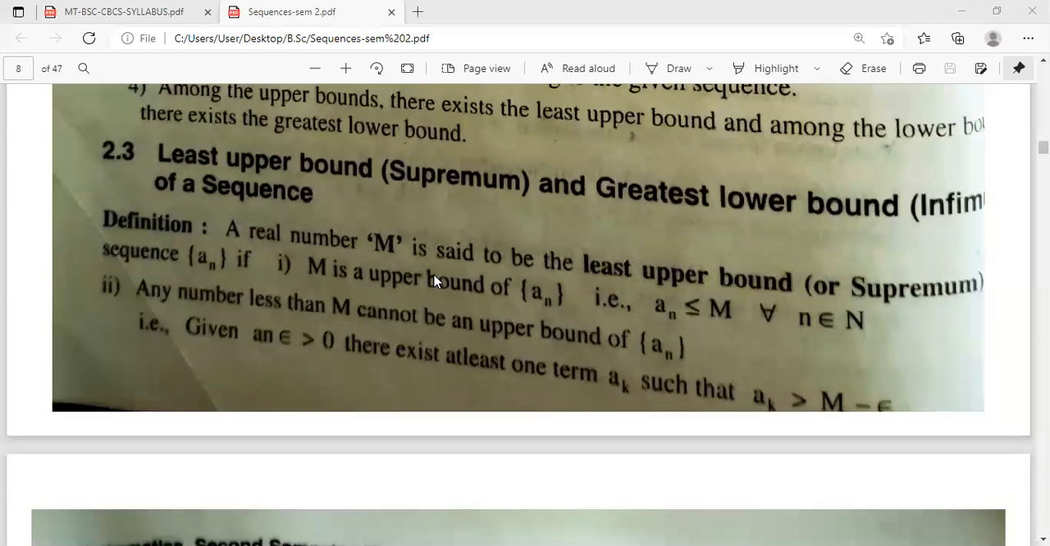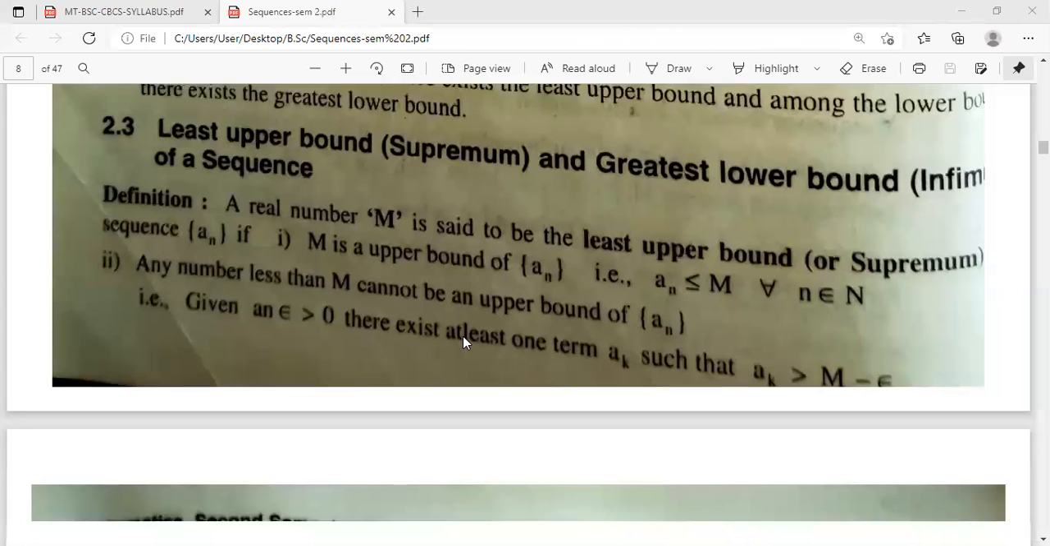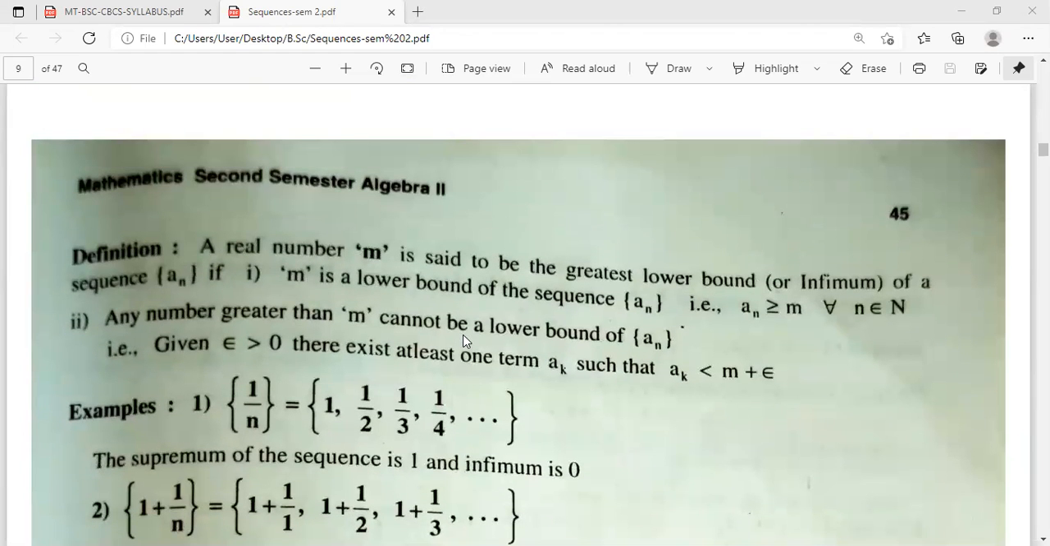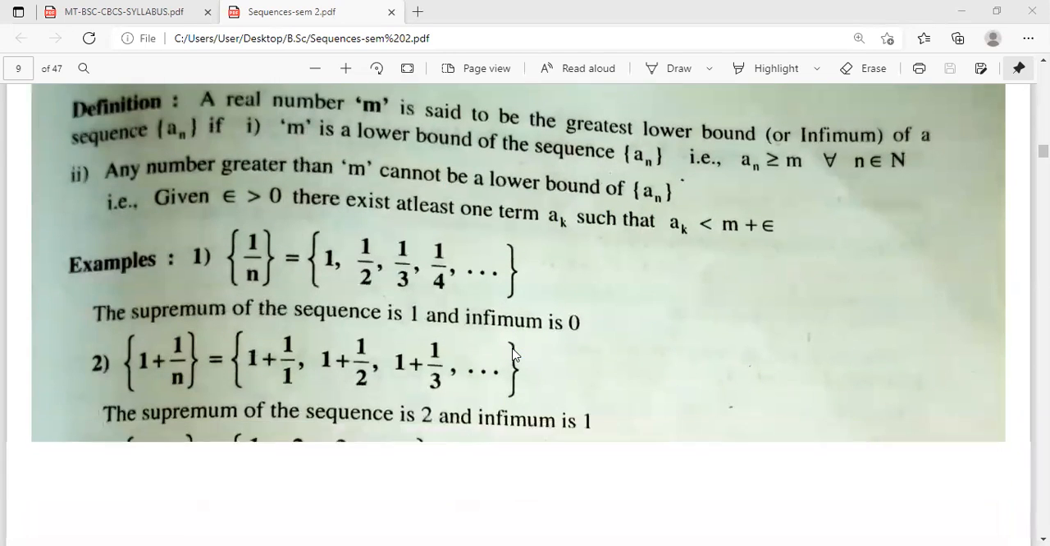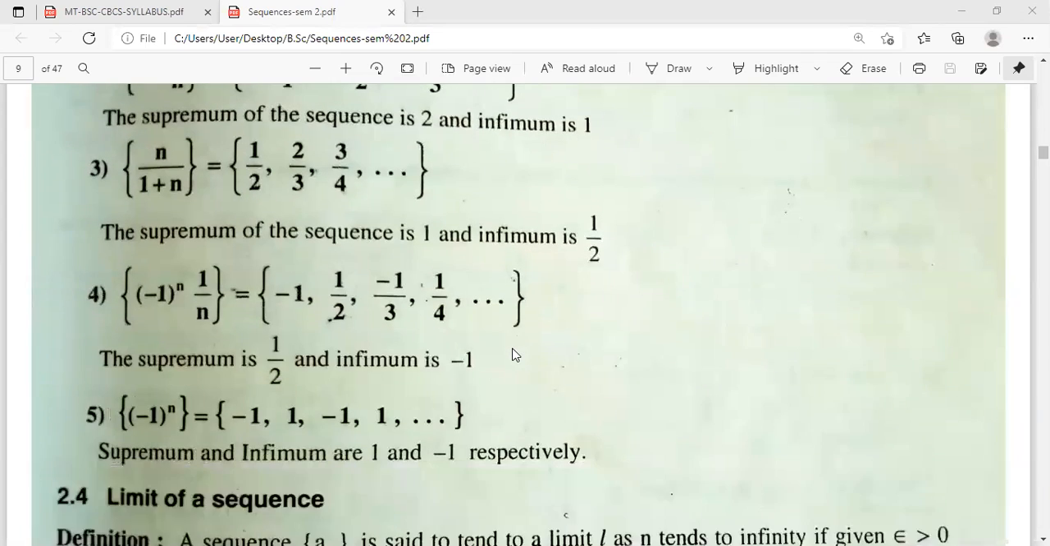Here we take the upper bound, the supremum, and the greatest lower bound, the infimum. a_n is less than or equal to M, and any number less than M cannot be an upper bound of the sequence a_n. Then the real number m is said to be the greatest lower bound, or infimum. The sequence a_n is bounded below, and m is the lowest bound of the sequence, a_n is greater than or equal to m, and any number greater than m cannot be a lower bound of the sequence. That is the case for the maximum or greatest lower bound, and we have taken some examples of maximum and minimum.